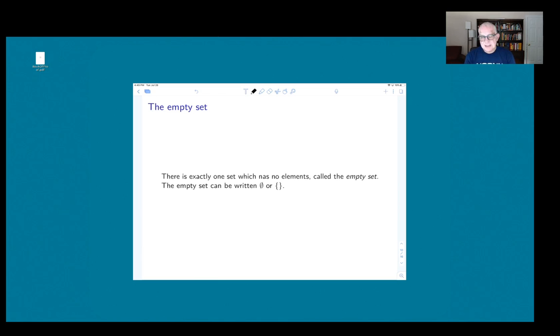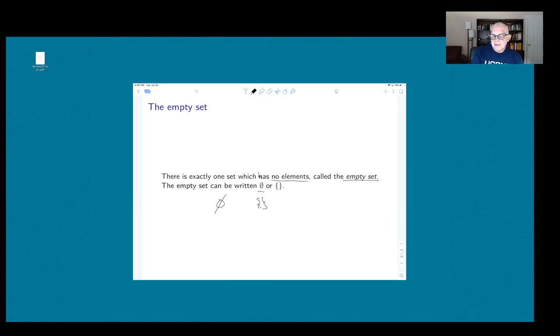And this is, to the extent that there's an axiom in set theory, there are axioms. You can take this as a given, which is that there's exactly one set which has no elements, and that we call it the empty set. And it has a special symbol. You can either write it like that, or you can write it as a set with no elements at all.